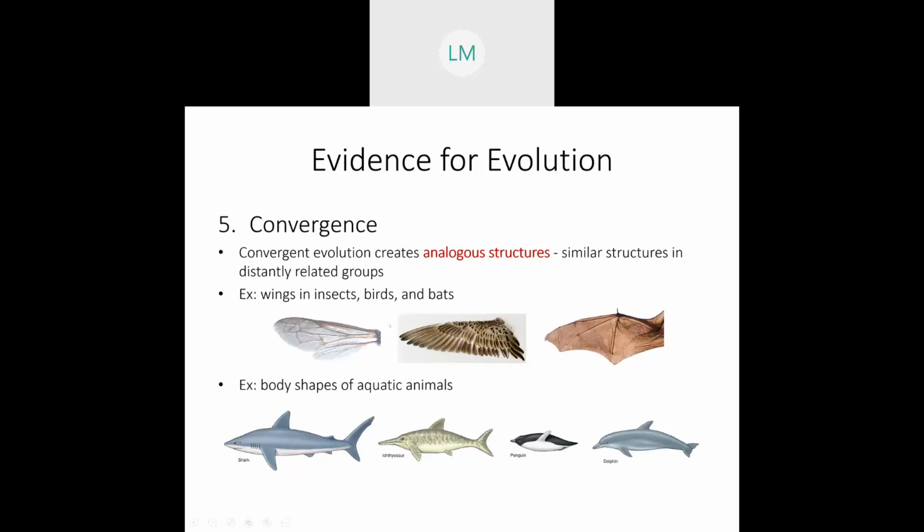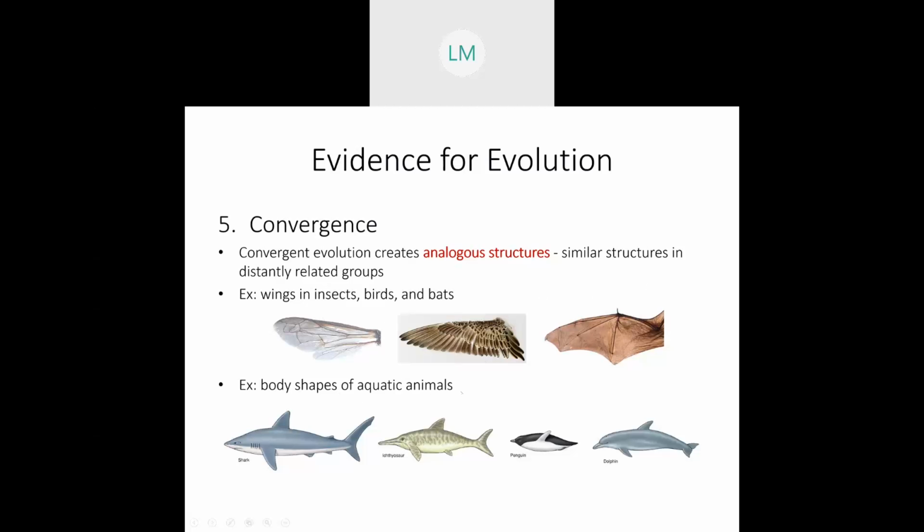So we can think of wings. We can think of all of the flying animals you can think of. Insects, birds, bats, okay? All of these types of organisms have wings, but all of these wings evolved separately. Insects evolved wings, birds evolved wings, bats evolved wings. It was multiple evolutionary events that led to this creation of wings in these different lines of species.